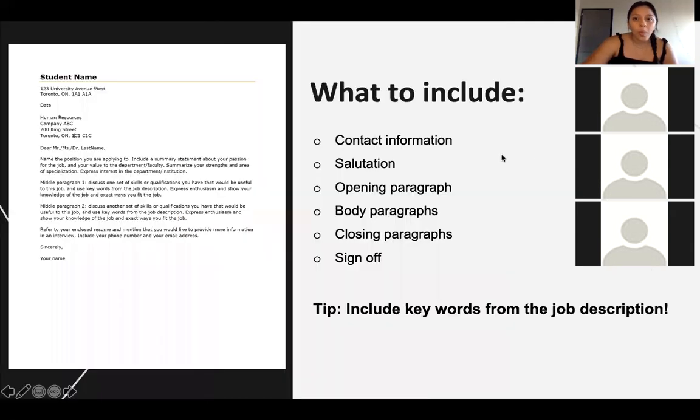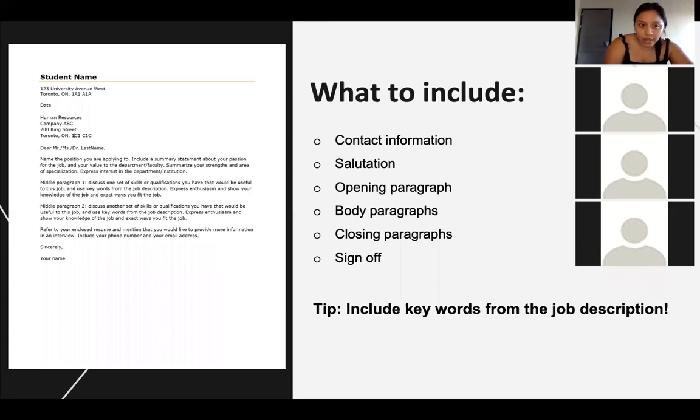Yeah, so what to include specifically? Again, you're gonna put your contact information. It's gonna be less this time. It's usually just your name, your phone number, email, and then address if you want to. Then you're gonna put the date when you're writing the letter, because all the letters have dates on it. And then the salutation.